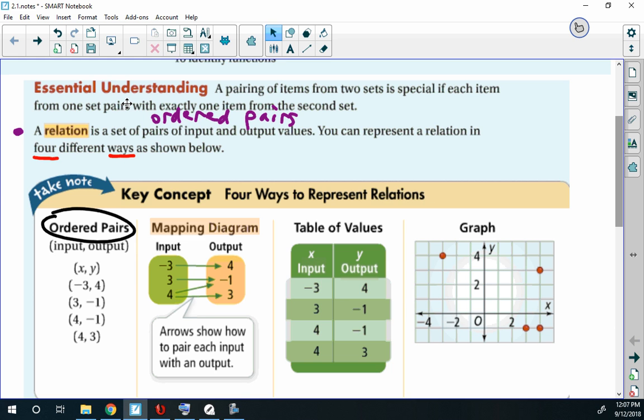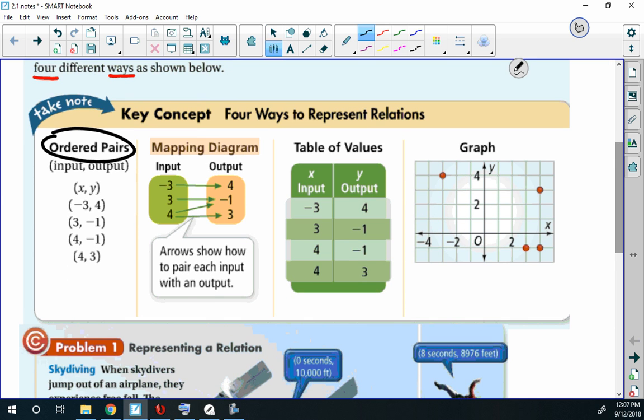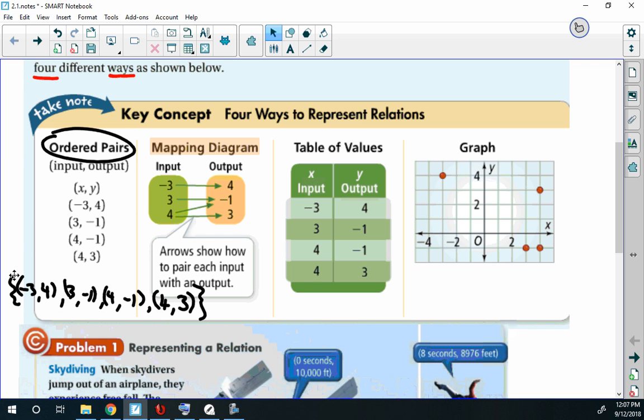When I set these things up as ordered pairs, because they say set, I would probably prefer to see it written out this way with the braces: (-3, 4), (3, -1), (4, -1). I think just for space-saving purposes, they wrote it out in the fashion that they did. But keep in mind, because this is a set of ordered pairs, we would need to have braces closing these things in. So ordered pairs, that's one way to represent a relation.